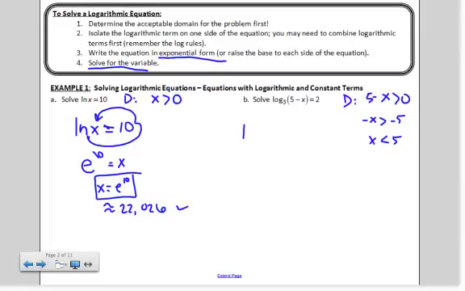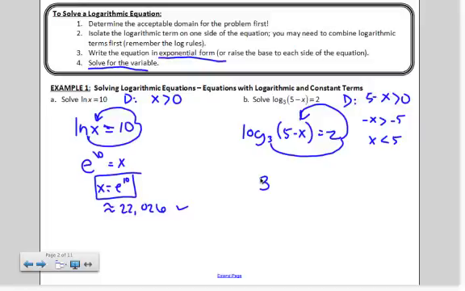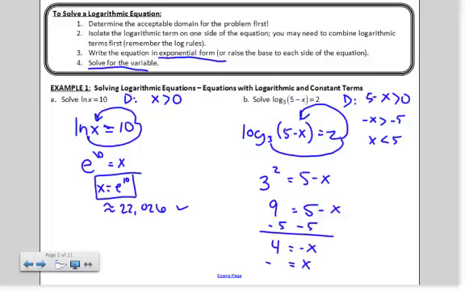Now, to get this by itself, I'm going to take it out of logarithmic form and put it into exponential form. So I'm going to do my ear trick. So I've got 3 squared equals 5 minus x. Well, now I have 9 equals 5 minus x. Subtract 5 from both sides. 4 equals negative x, so x equals negative 4. Is negative 4 less than 5? You betcha. So this is a good answer. Yep. And that's that.